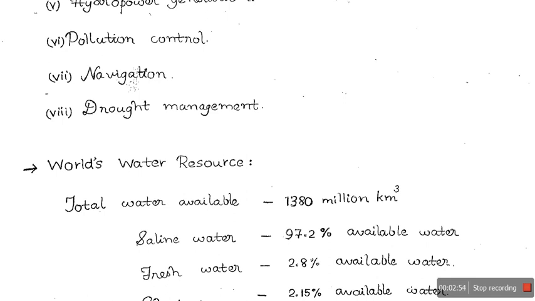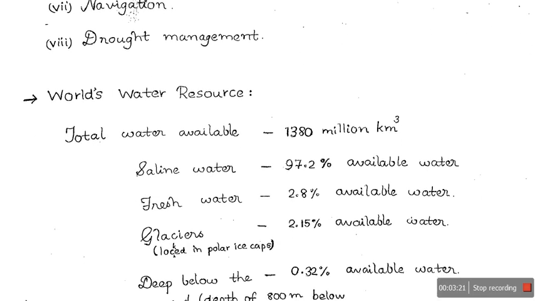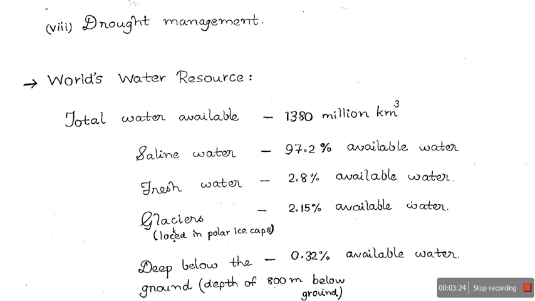So what is the main source of water? The total water available in the world is 1380 million cubic kilometers. Of this total water, 97.2% is available in the form of salt water, that is saline water. Only 2.8% is available as fresh water. So we have to use water very carefully. Of the fresh water, 2.15% is available in the form of glaciers, which are locked in polar ice caps.